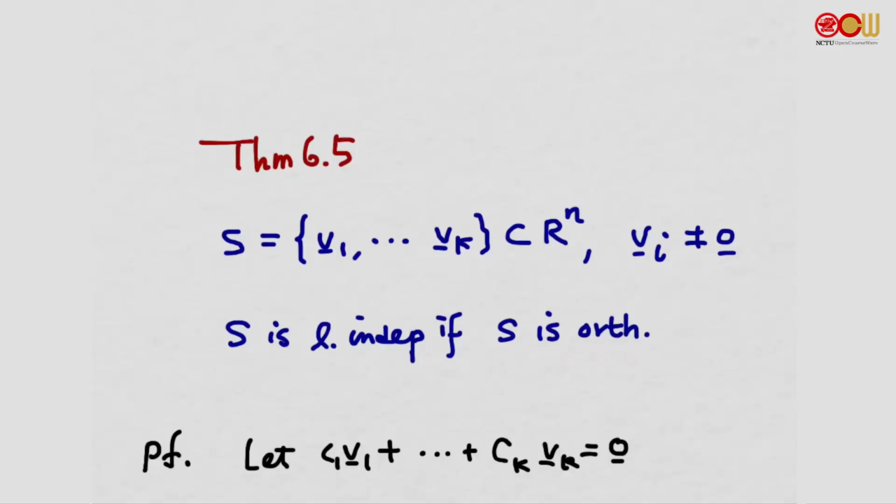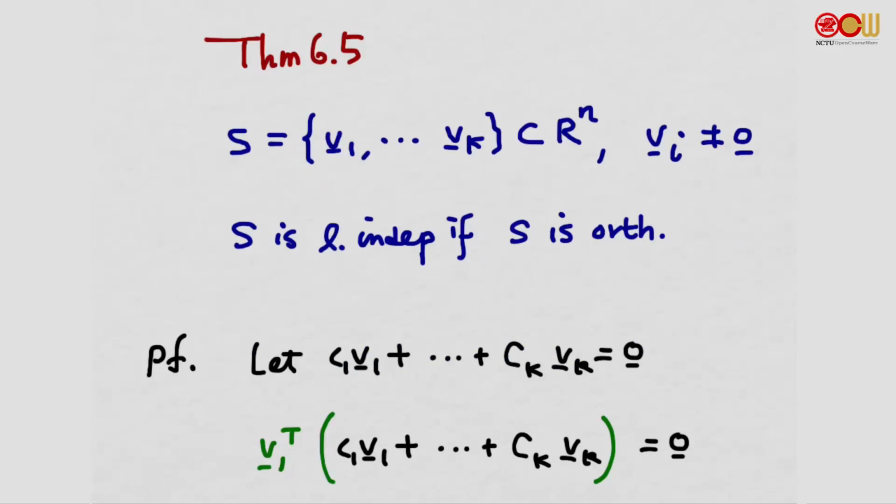And orthogonality of the vectors means their dot product is equal to 0. So let's try to introduce the dot product. How can we do that? Let's multiply both sides by V1 transpose. Then we would get the product, right? And the right hand side is still 0.